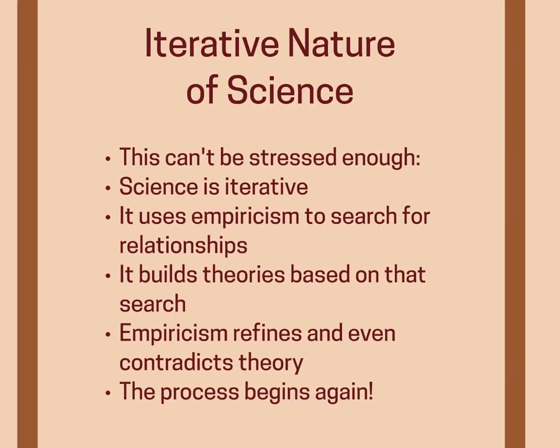To conclude, I just want to reiterate, and I suppose that's a pun, that science is very iterative in nature. It uses empiricism to describe the world, and then it uses empiricism to search for relationships. After relationships have been found, it uses empiricism to build theories that have been based on those earlier studies. And eventually, once a theory is developed, empiricism helps scientists to refine and even contradict theories that they've created so that the process can begin again.